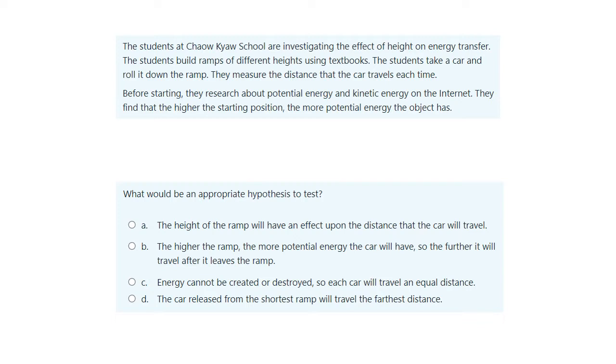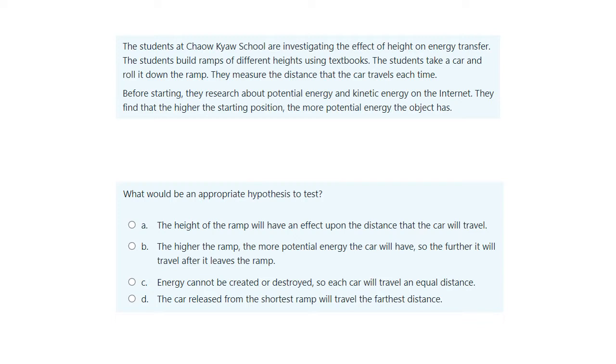The students at Charles George School are investigating the effect of height on energy transfer. The students build ramps of different heights using textbooks. The students take a car and roll it down the ramp. They measure the distance that the car travels each time. Before starting, they research about potential energy and kinetic energy on the internet. They find that the higher the starting position, the more potential energy the object has. So they are looking at height based on kinetic energy.